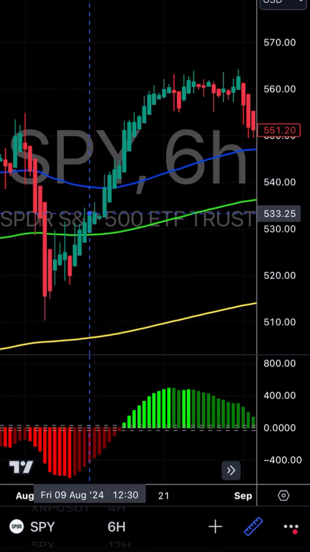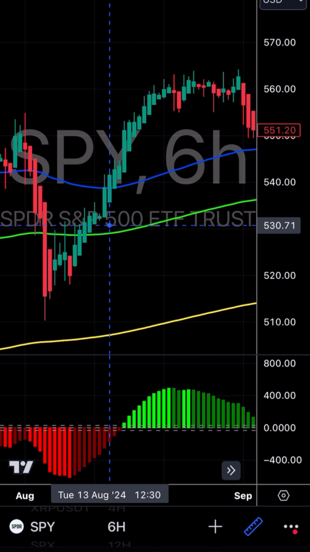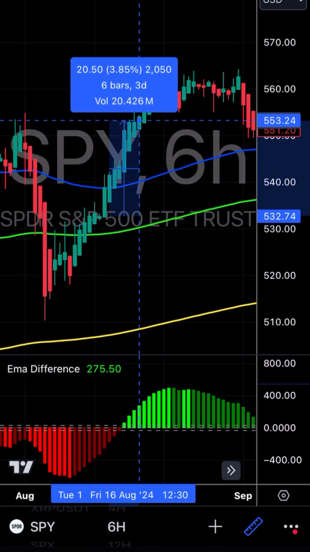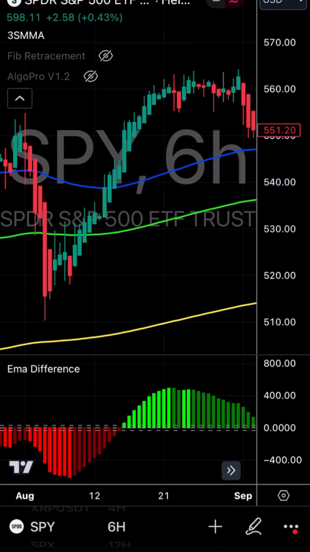And then you see it happen again around right here. You see it below the zero line. So any moment right about here would have been a good moment to get in for the trade. If you rode this one out, this is 7 days right here. This is about $2,558 for one contract. It's about $25,000 if you did 10 contracts.